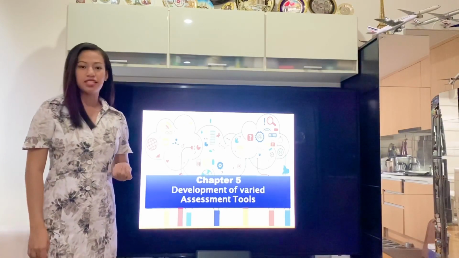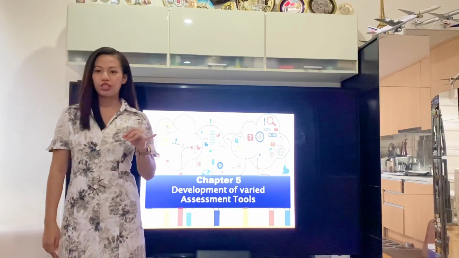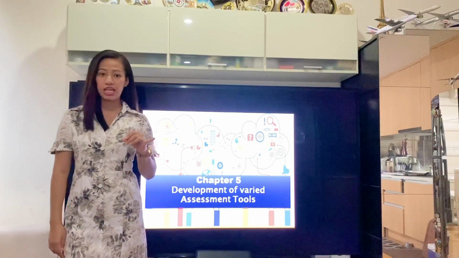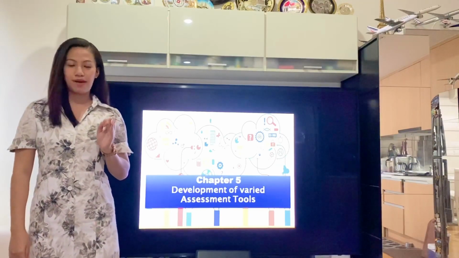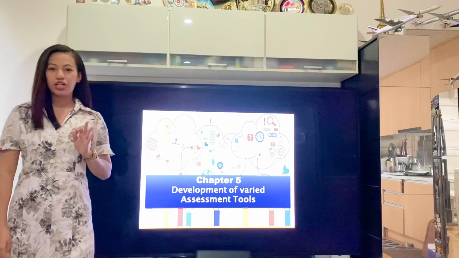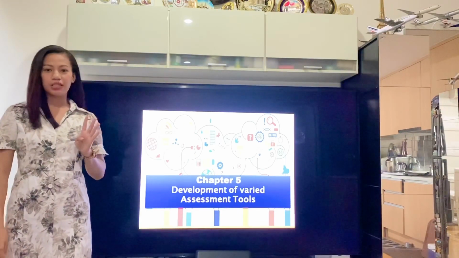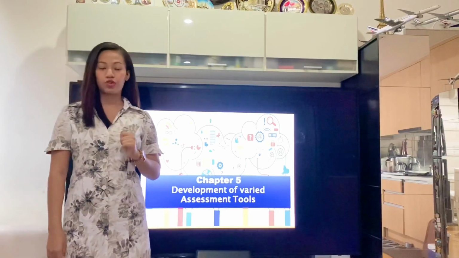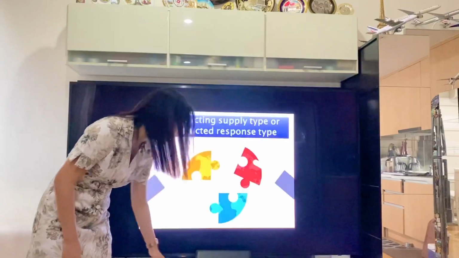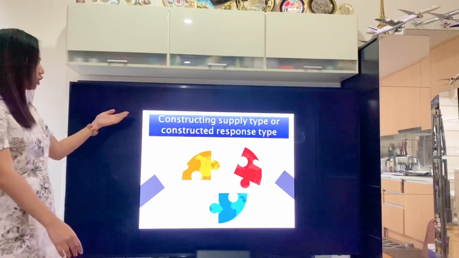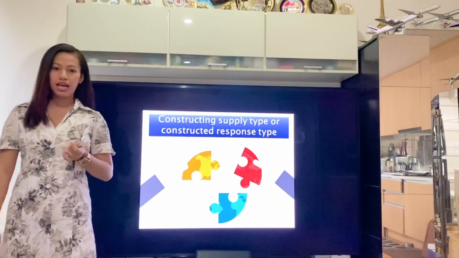Chapter 5 is divided into 4. The first one is Planning a Test and Construction of Table of Specification or TOS. Number 2, Types of Tests and Test Formats. Number 3, Constructing Selecting Response Type. And the last one is Constructing Supply Type or Constructed Response Type. So I will be discussing the fourth one, which is Constructing Supply Type or Constructed Response Type.